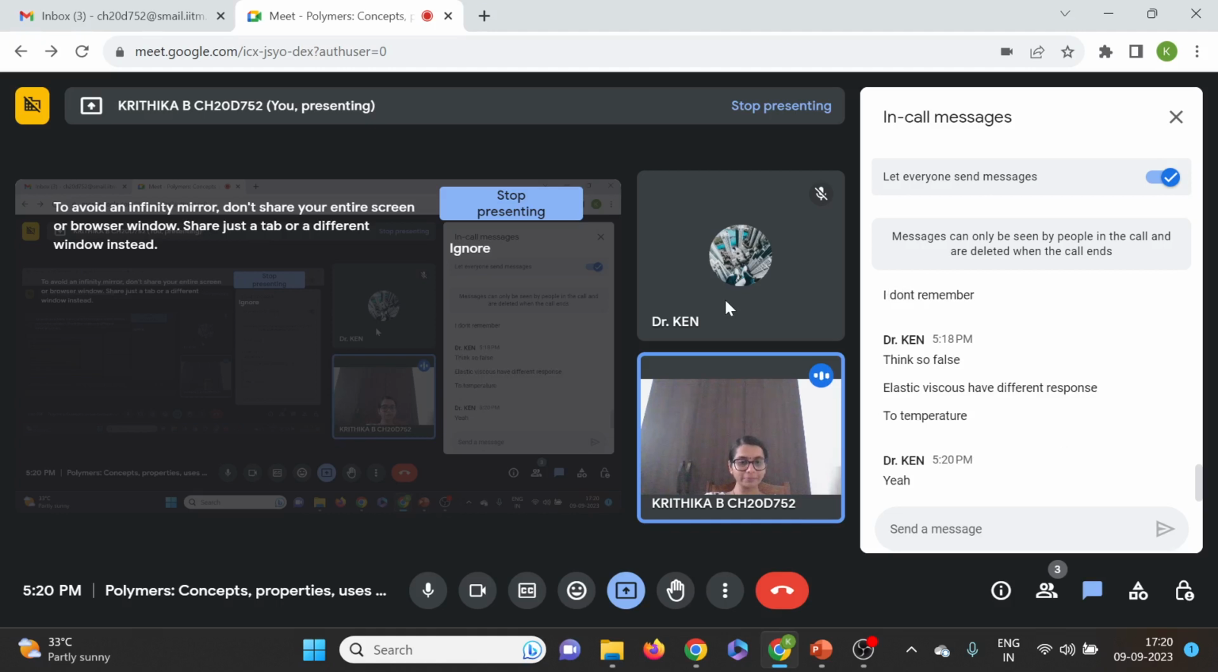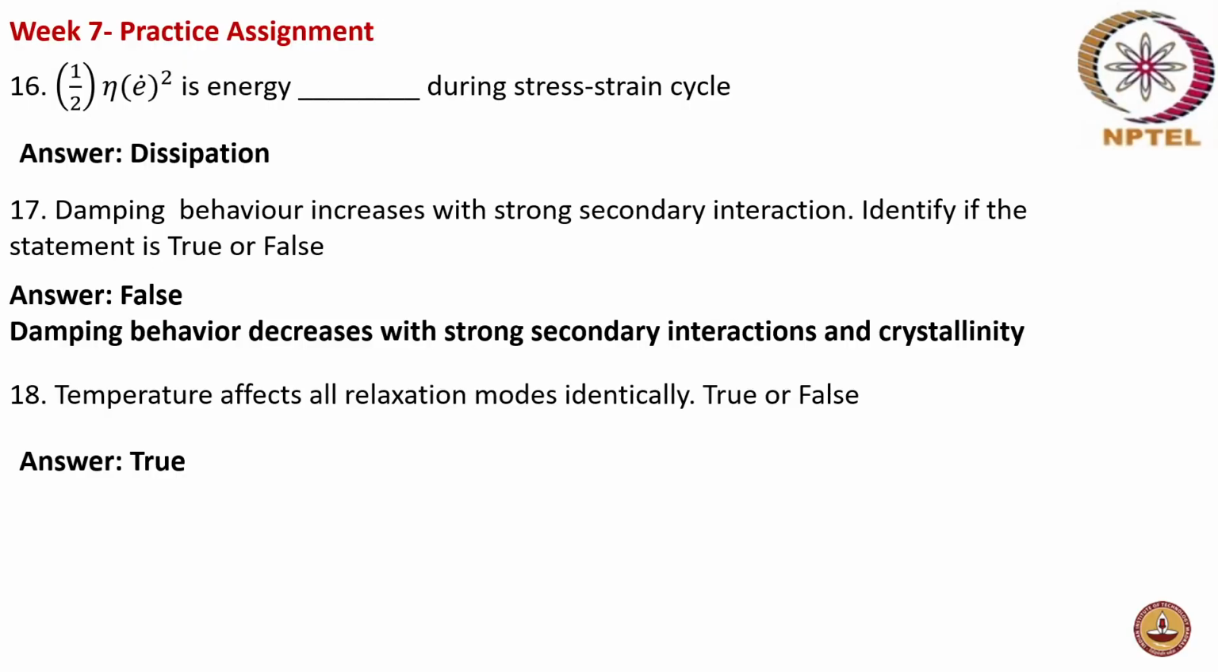So for example, at lower temperatures, whether the relaxation mode is segmental or subsegmental, when the temperature decreases, the relaxation process is not going to happen. Whereas as the temperature increases, the relaxation process happens, whether it is subsegmental or the whole segment or the whole macromolecule, and it is going to increase, right? So the overall effect is going to be the same. That is one of the basic aspects: the temperature affects all relaxation modes identically.